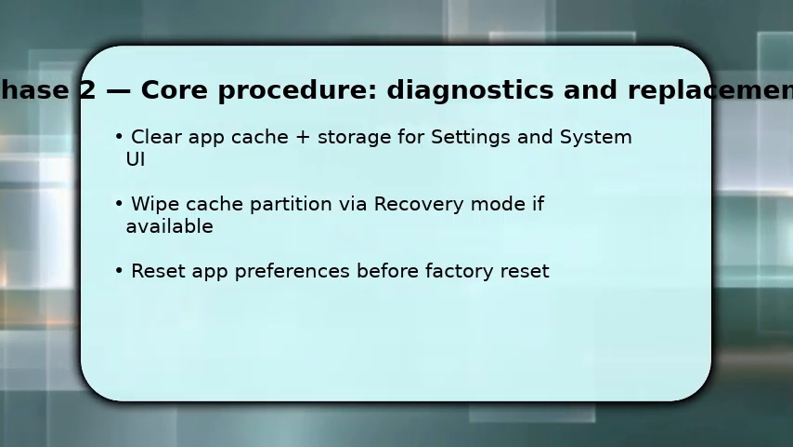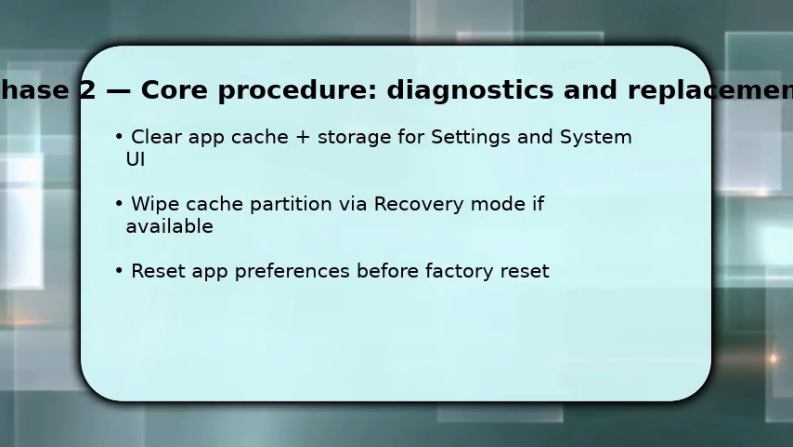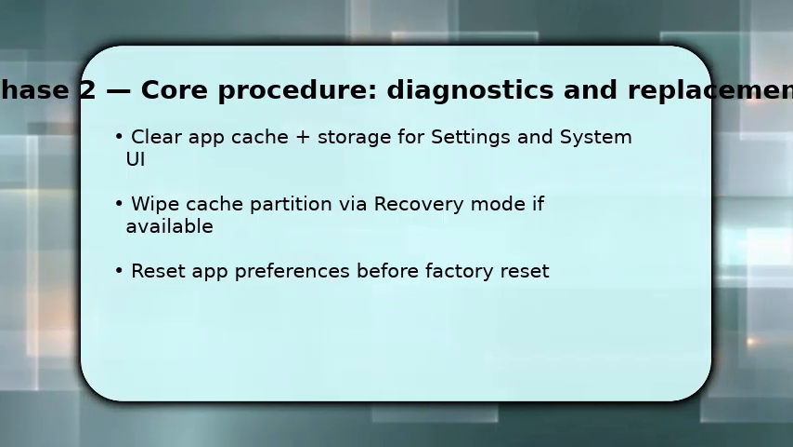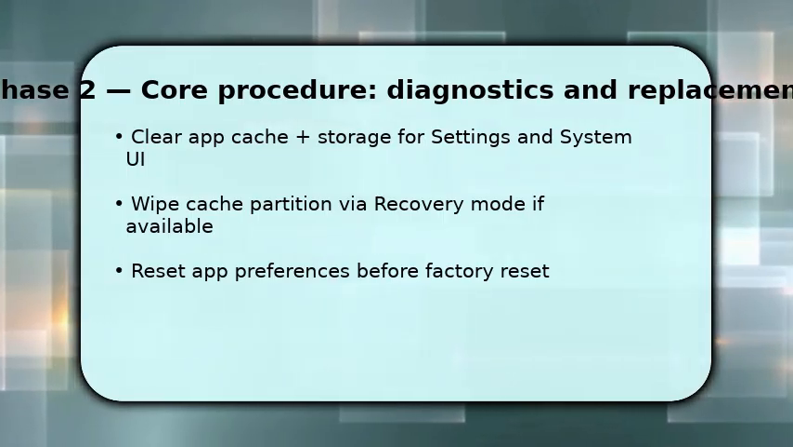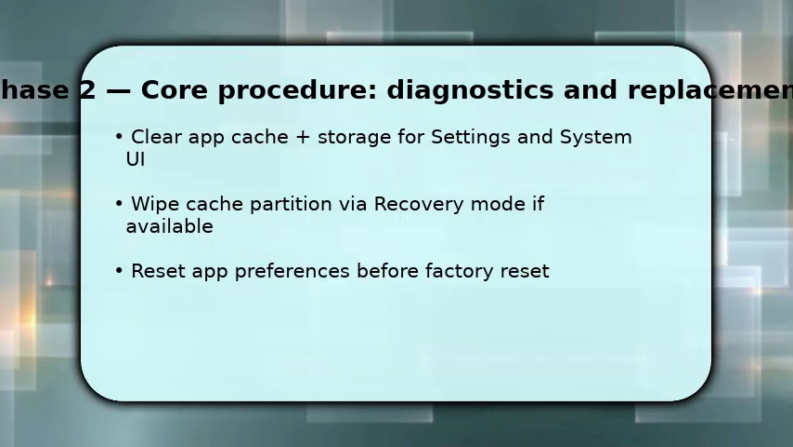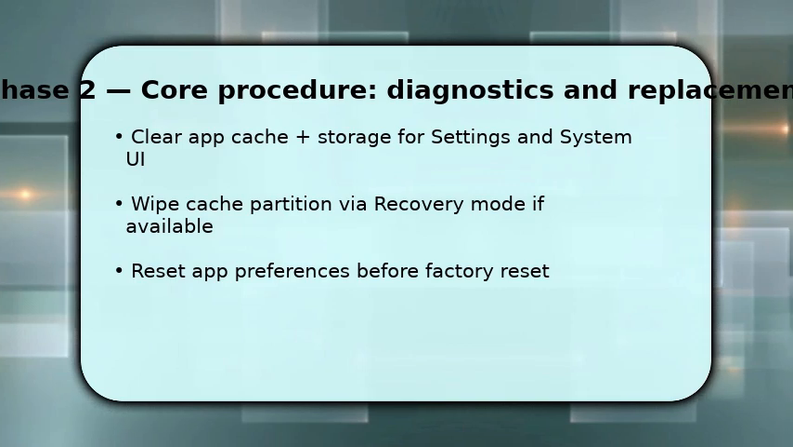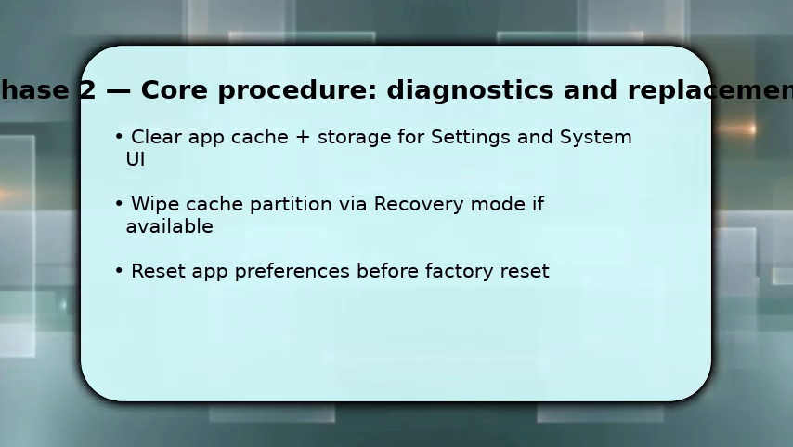If that fails, boot to recovery and wipe the system cache partition. This removes low-level cached system files that can break settings. Make sure to reset app preferences next to restore disabled components. Only after these steps should you consider a factory reset, because that erases all personal data.